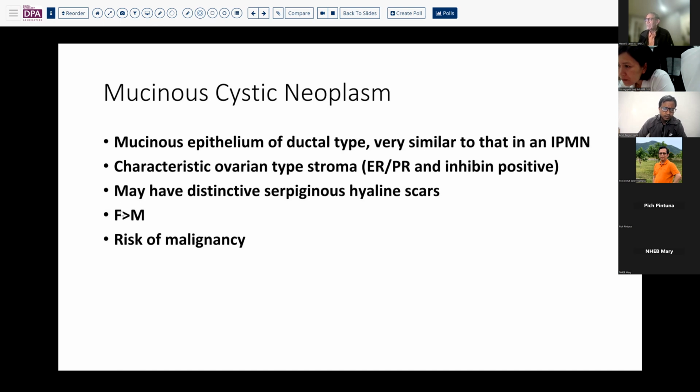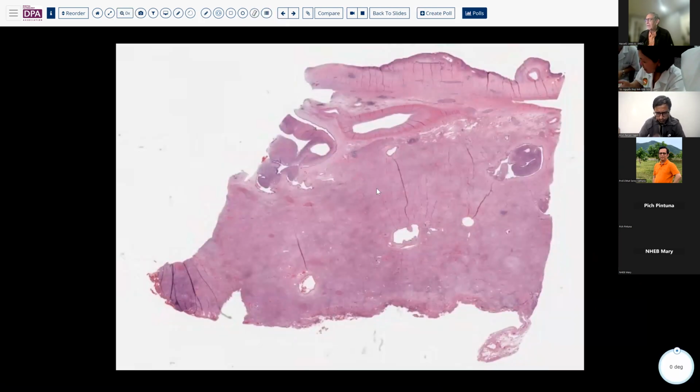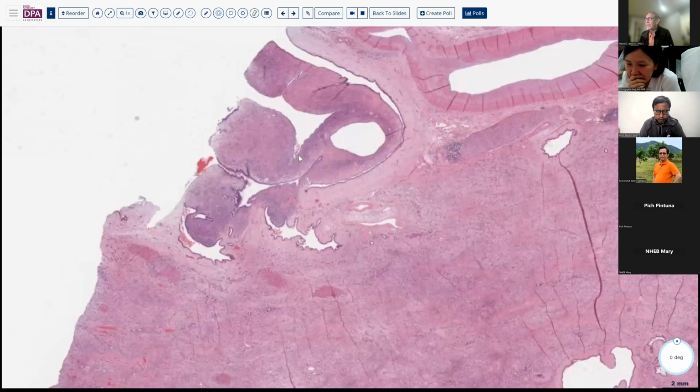Females are much more frequently afflicted with this lesion. It's one of the few pancreatic tumors that is more frequent in females. There's one other we'll talk about. But males can also get this same lesion and have the same features in the stroma. So again, this is a lesion that can occur at any point in the pancreaticobiliary tree. So intrahepatic lesions are possible, and I think we talked about some of those last month.